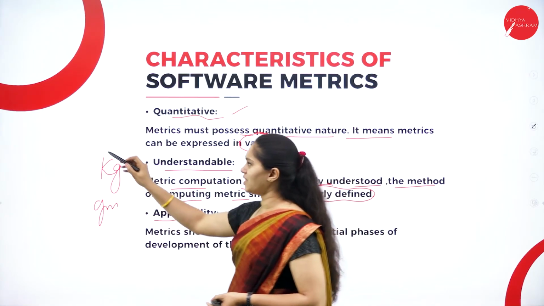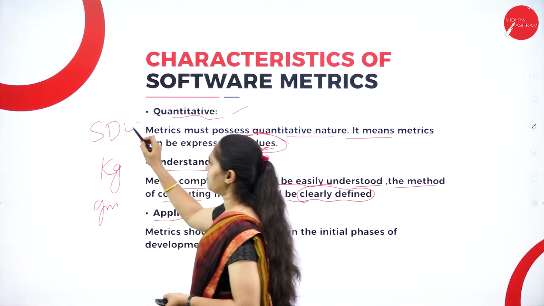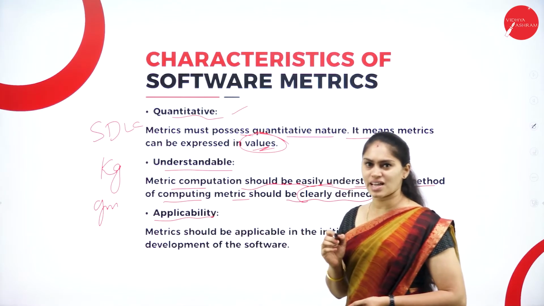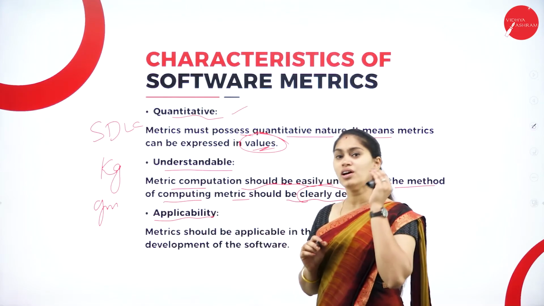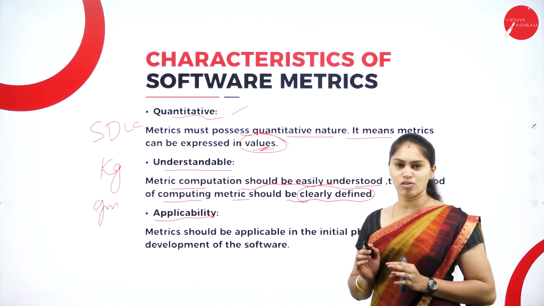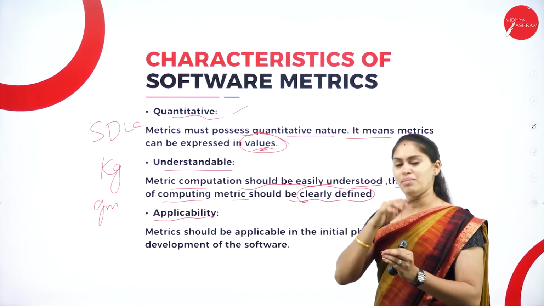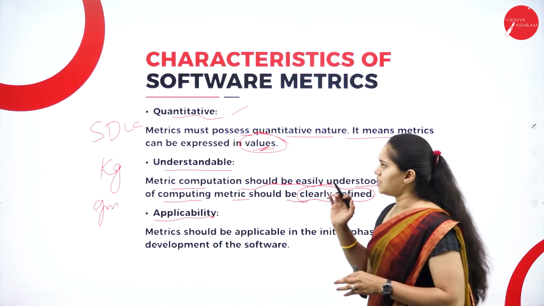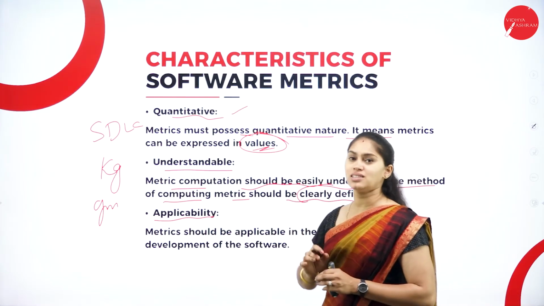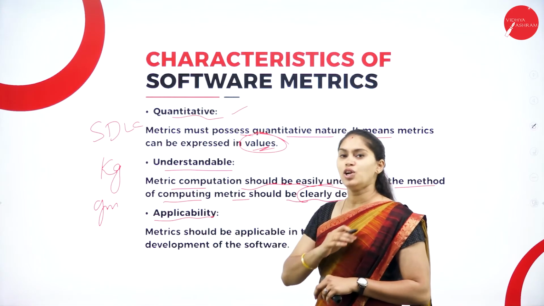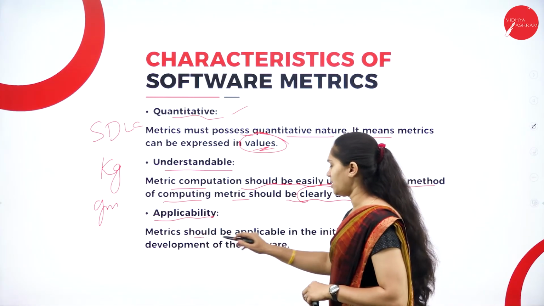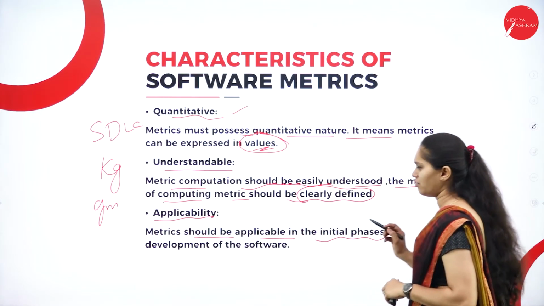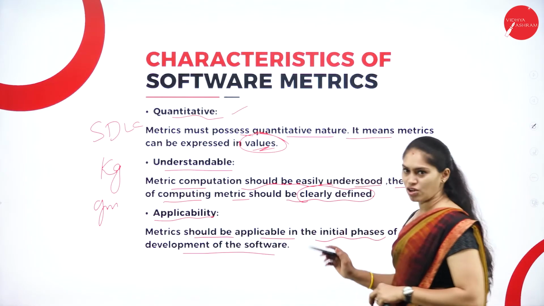And also we have applicability. Already we know about the SDLC cycle, that is the software development life cycle. In that we have several stages, several phases. So from the beginning, the requirement gathering stage, up to the maintenance or evolution stage, the software metrics need to be applicable to all the phases of software development. So that metric should be applicable even in the initial phase of the development of a software.